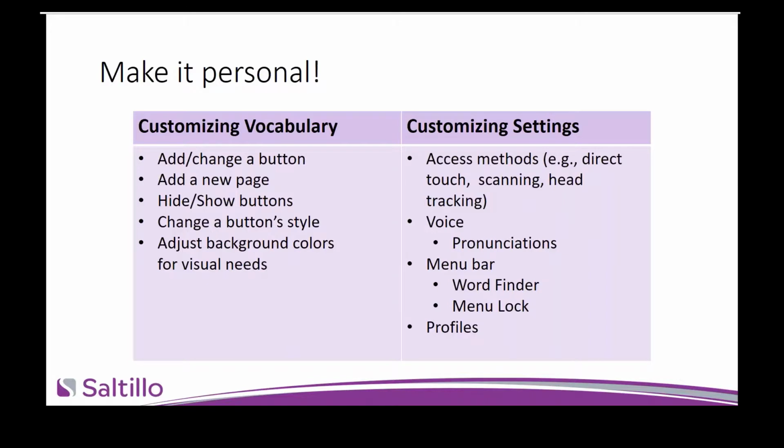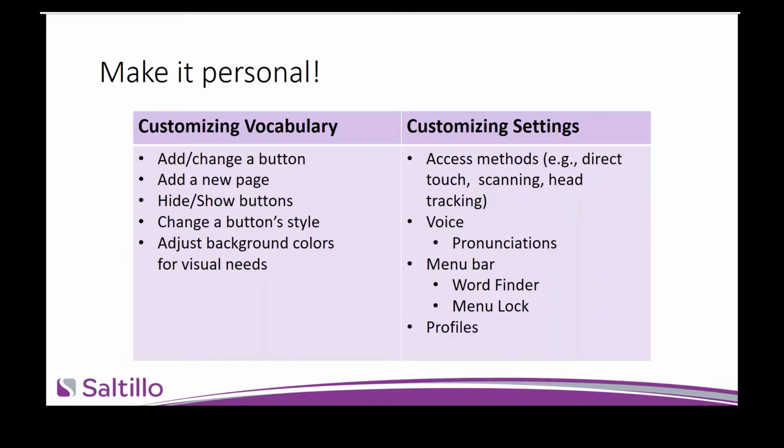In addition to customizing vocabulary, there are different setting options that can be changed, whether it's the access method, where there are different settings within each one to accomplish that. You can change the voice, not only the synthesized voice that's speaking, but you can also change different pronunciations of words. We also have different menu bar options, such as our word finding feature, menu lock, and we also have profiles to be able to toggle between different setting options.